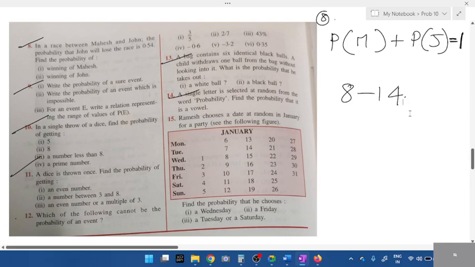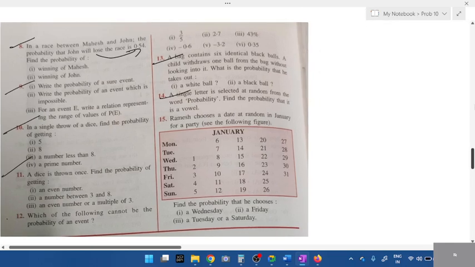Okay, tell me the answers, Amy. Only you have done, I think. Tell me the answer. Yes. Winning of Mahesh, P of M remains as it is. No, no. The probability of John will lose the race. What's the value given for John losing the race? Yes, 0.54. If it is losing, you can take it as minus, students. Fine? You can take it as minus for losing.